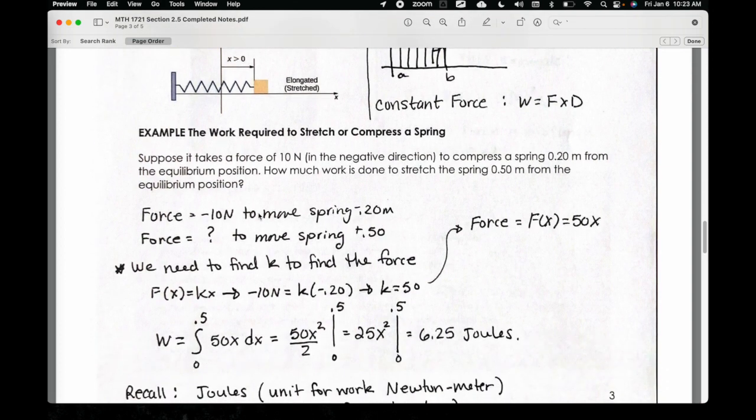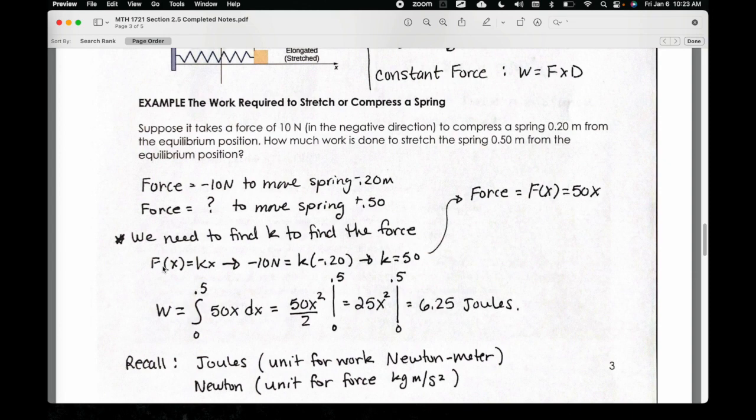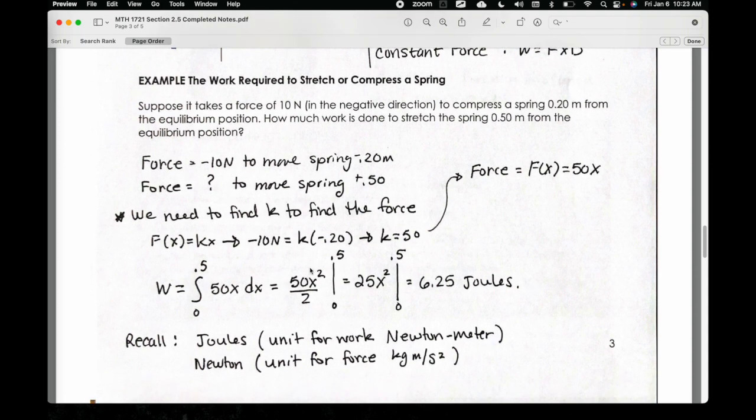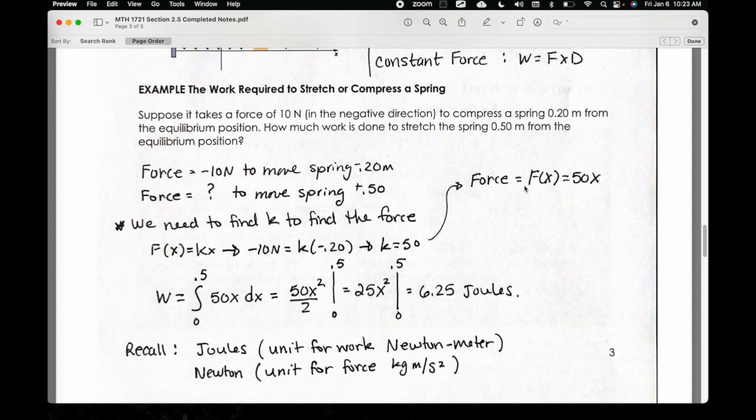So we're going to use this information here to find our value of k to come up with a formula for our force. So we know that the force is negative 10 newtons. So I put that in for my force. I know my x is the distance that it moved, which is negative 0.2. And we can use that to find our spring constant to come up with our force formula. So when we solve this formula, I'm going to get that our spring constant is 50, which means our force for this spring is 50x.